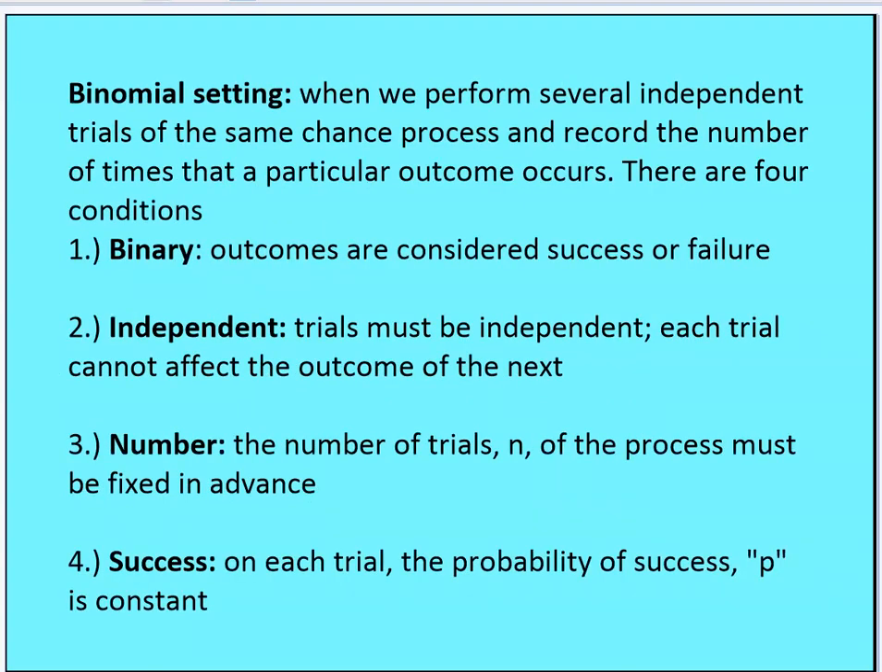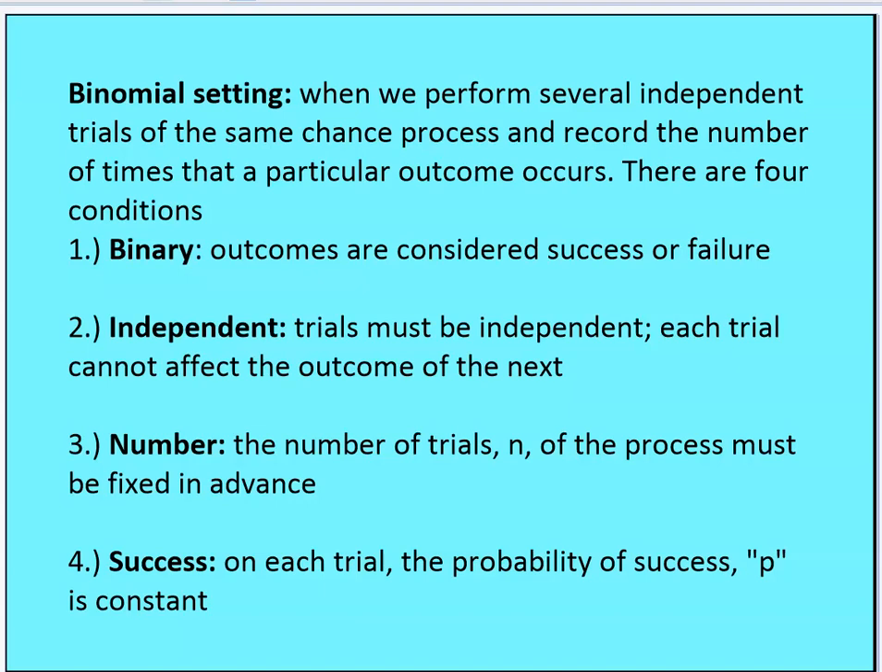What's the first idea that comes to mind when you think of binomial? Bi means two. Nomial, name, two names, so two possible outcomes. So binomial setting: when we perform several independent trials of the same chance process and record the number of times that a particular outcome occurs. There are four conditions. One, binary.